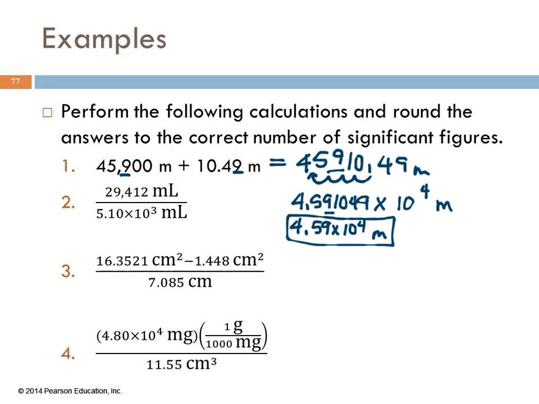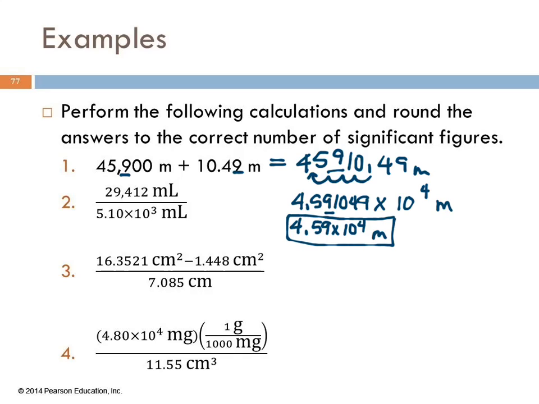Skip to number 3. Well, no, we should do number 2 as well. Okay, number 2. If you don't have your calculator out already, get it out. So this is 29,412 divided by, if you have forgotten, you need to relearn how to use scientific notation on your calculator.